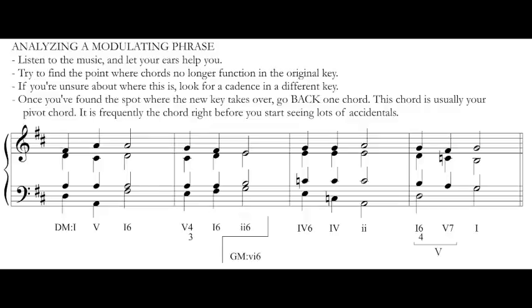And when we've found that point where we are clearly in the new key, we tend to go backwards one chord. And that chord is what we're going to be analyzing as the pivot, as the chord that helps us look both back to the old key and forward towards the new key. This is again a common technique, the common chord modulation.